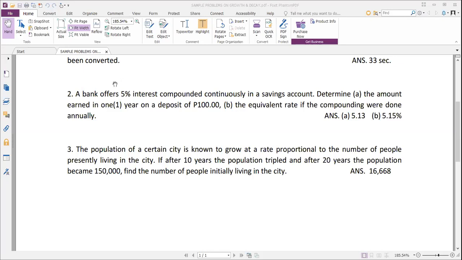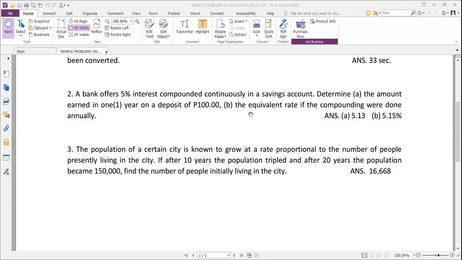Now, this 5%, class, what is good about this kind of problem is the interest rate that is given is already the growth rate constant K. In this case, there's no need for us to determine the K in our problem because the interest rate is already the K. It is already the growth rate constant. So we don't need to determine it. So directly, we are just asked to determine the amount earned in 1 year on a deposit amounting to 100 peso. So we are asked for the amount.